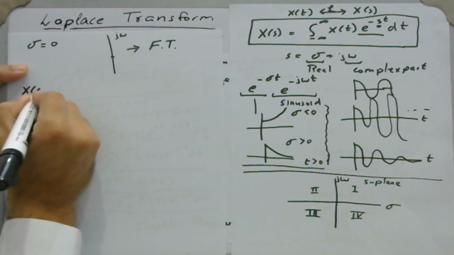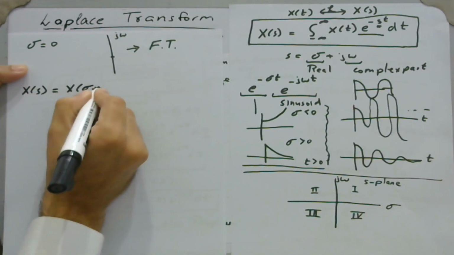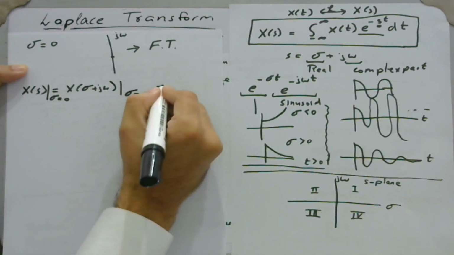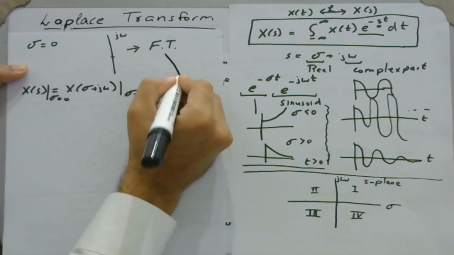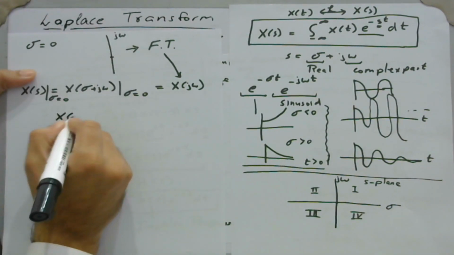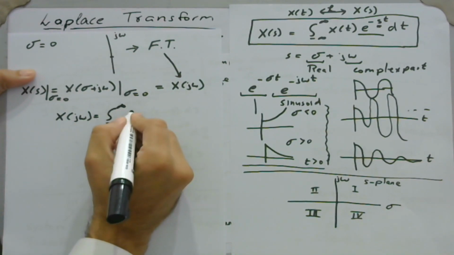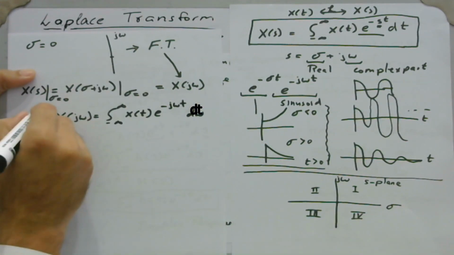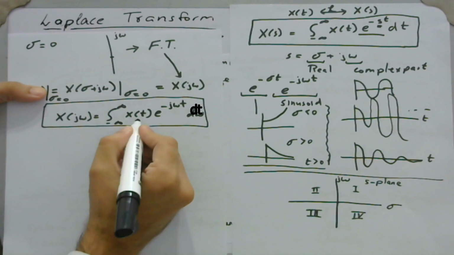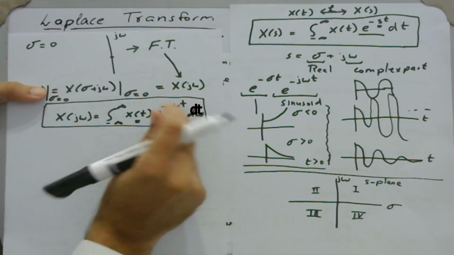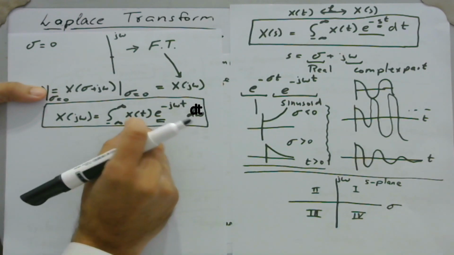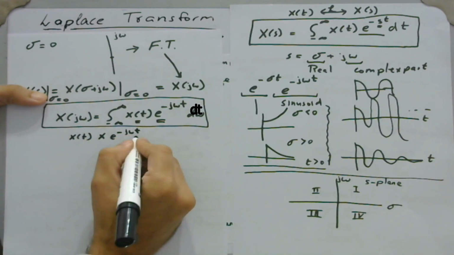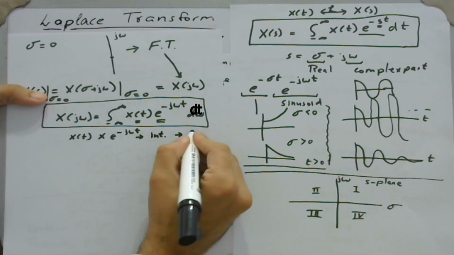So X(s) is simply X(sigma plus j omega). If we set sigma equal to 0, we would be left with X(j omega), and this corresponds to the Fourier transform. The Fourier transform is simply X(j omega), the integration from minus infinity to infinity of x(t) e^{-j omega t} dt. In short, x(t) is multiplied with the complex exponential. If we multiply x(t) with a complex exponential and then integrate it, we are going to get a Fourier transform.